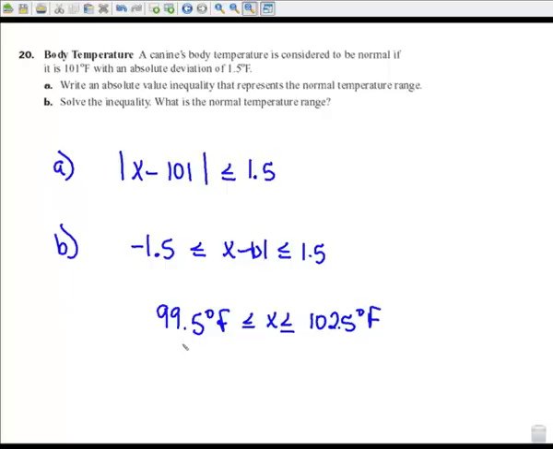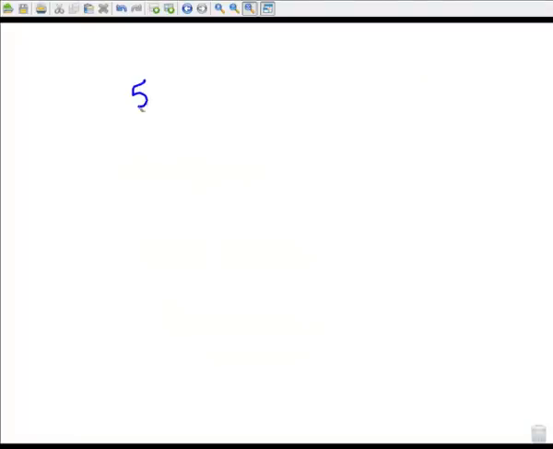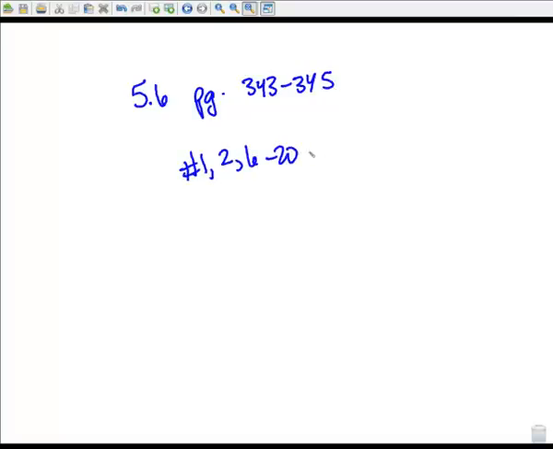Okay, I do have the assignment if you want to get started with it. This is lesson 5.6 and it's page 343 to 345, problems 1, 2, 6 to 20 even, 21 to 24, 25 to 31 odd, 35 to 39.